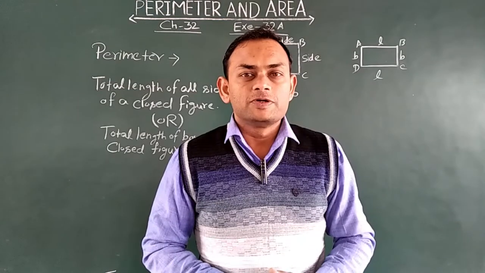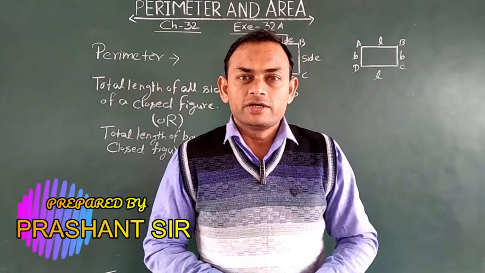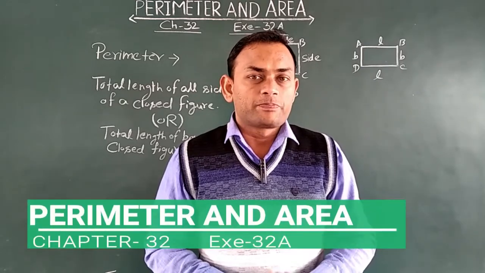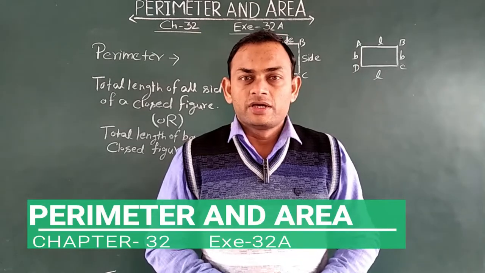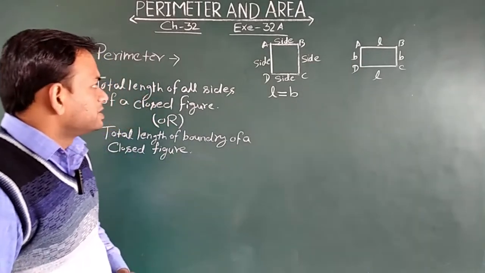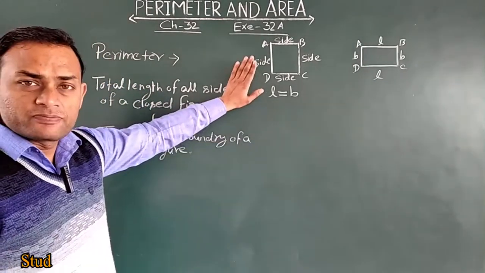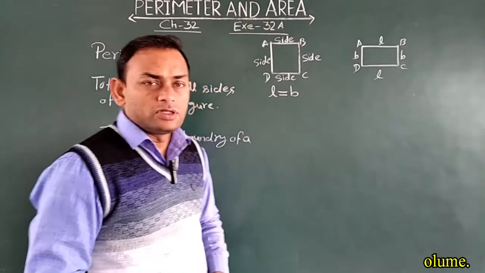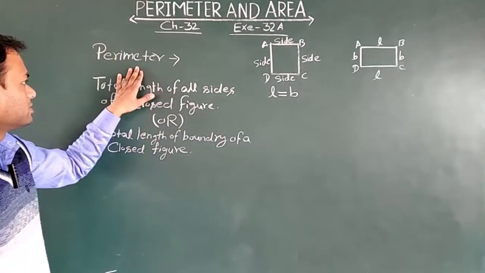Hello students, I hope you are all doing well. Today I am going to start the next chapter, chapter 32, perimeter and area. In this chapter we will understand how to find the perimeter and area of a square and a rectangle. So first of all, what is the perimeter?